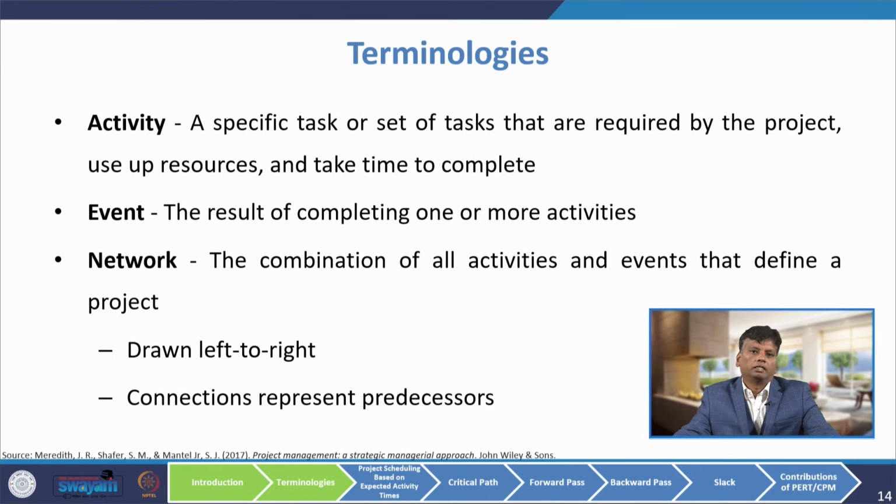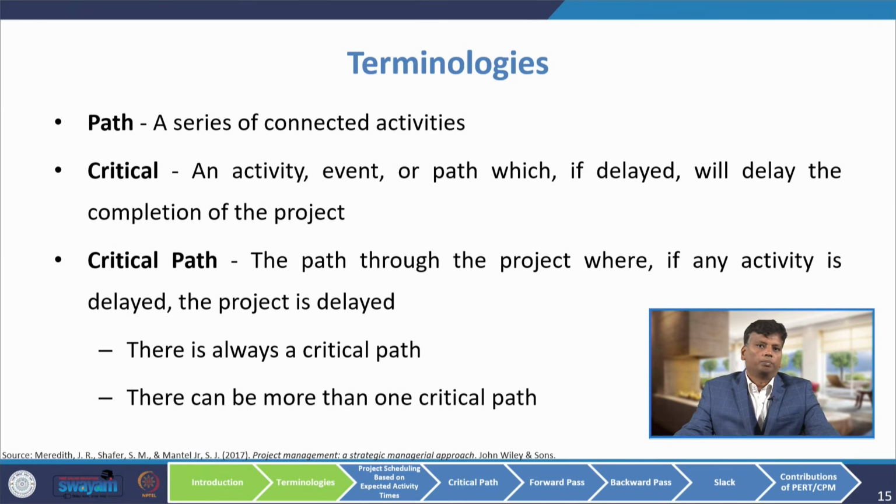Then another term is network, which is the combination of all the activities and events that define a project. The network is drawn left to right and the arrows represent the predecessors. Then what is a path? A series of connected activities is called a path.